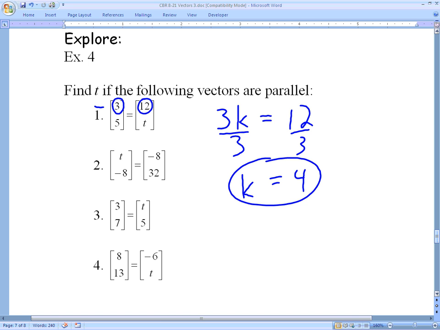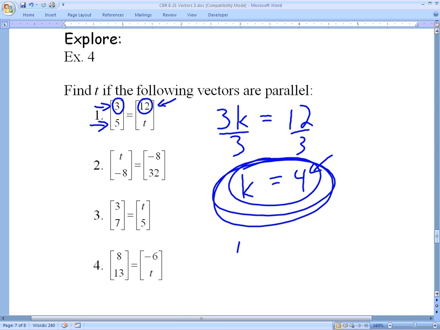Well, we can check it. 3 times this 4 does in fact give me 12. Therefore, right here I can see that 5 times this same scalar of k equals 4 should give me my final answer of t. So t is equal to 5 times my scalar of 4. So t equals 20.